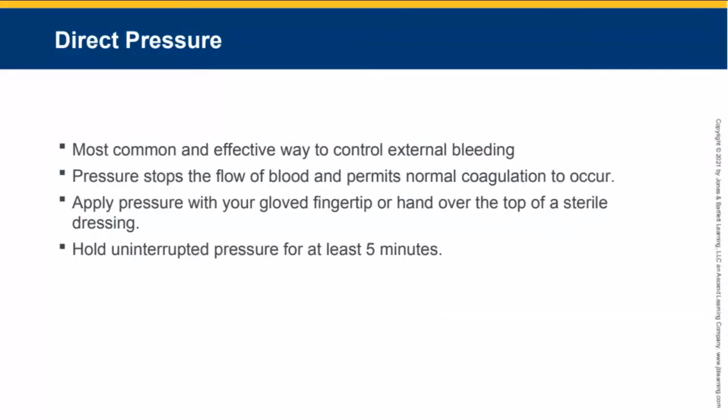Now, direct pressure. This is the most common and effective way to control external bleeding. Pressure stops the flow of blood and permits normal coagulation to occur. Apply pressure with your gloved fingertip or hand over the top of a sterile dressing. Hold uninterrupted pressure for at least 5 minutes. So you may have to hold it for a while.